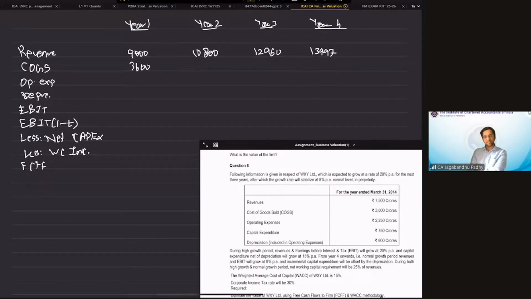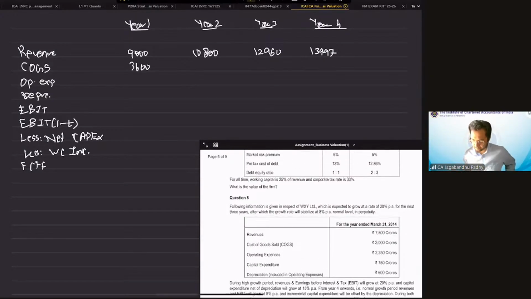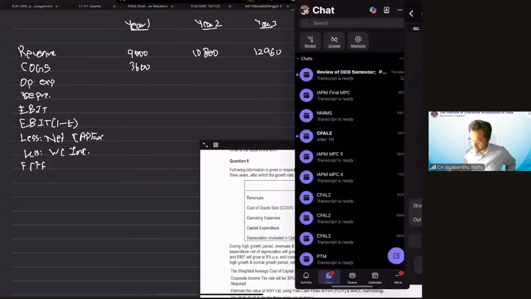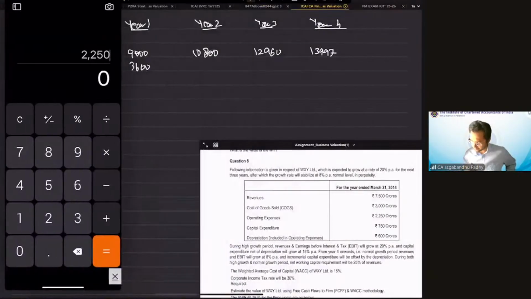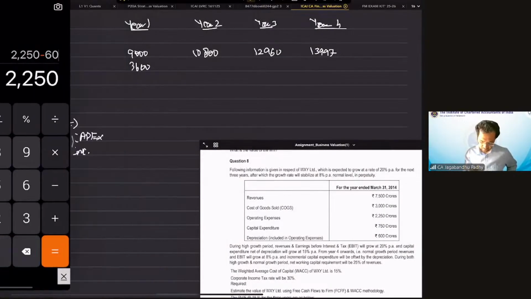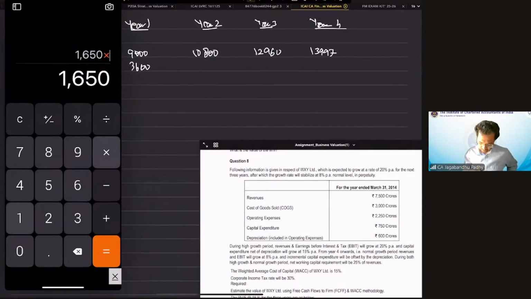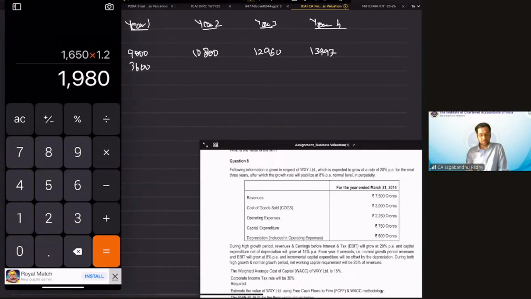On that, you add 20%. So how much is going to be the operating expense? 2250 minus 600. On that, you have a 20% increase. So 2250 minus 600 into 1.2. How much is it? 2250 minus 600 is 1,980, into 1.2, which is 20%. So 1980.